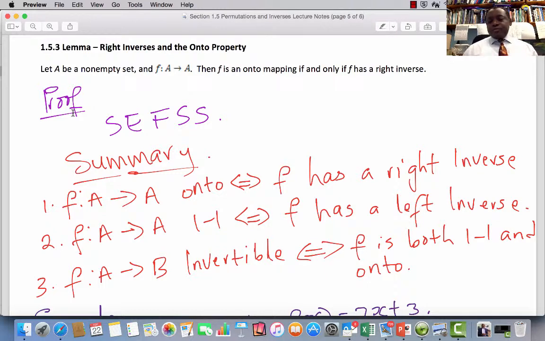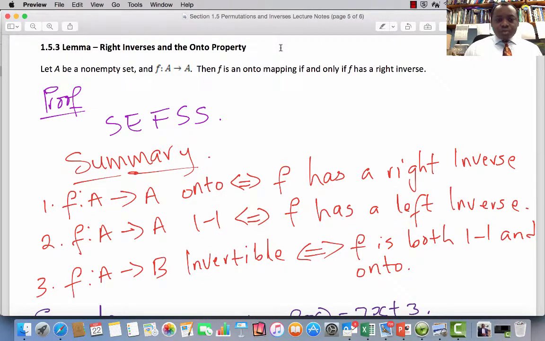Proof. The proof of this lemma for the forward direction, you would suppose that f is onto and then construct a function g that is a right inverse of f. And for the reverse direction, you would suppose that f has a right inverse g and then verify that f would have to be onto. The details of this proof would be left as a simple exercise for serious students.